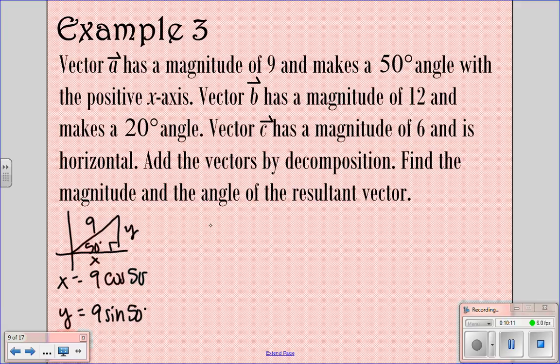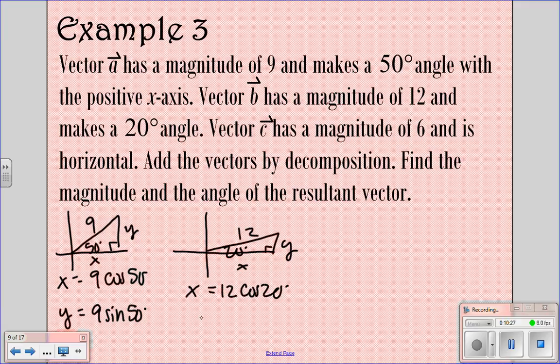Okay? And then for your B, we can draw it. Magnitude of 12, and this angle is 20. This is our x and this is our y. The x is going to be 12 cosine of 20, and your y value is going to be 12 sine of 20. Okay? And so if you need to show more work to get those, go ahead. Y'all can pause the video and work it out more.